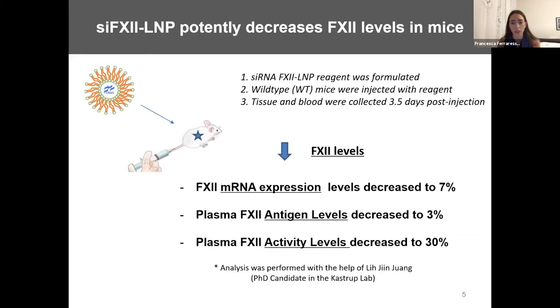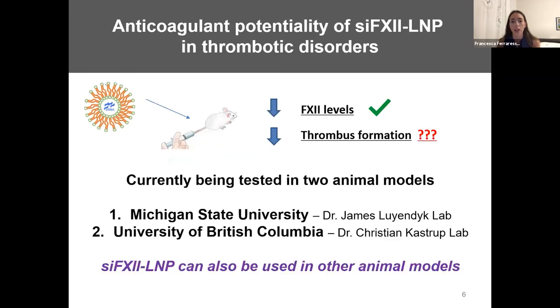So we formulated this reagent, and then we injected it into mice, and then we collected tissue and blood to see the factor 12 levels. We looked at factor 12 mRNA expression, antigen, and activity levels. And as you can see from the percentages on the slide, the factor 12 levels did decrease. Those are the percentages compared to untreated mice. Next slide, please. So we were able to see that the reagent that we made does decrease factor 12 levels.